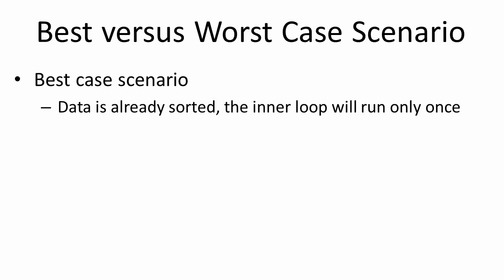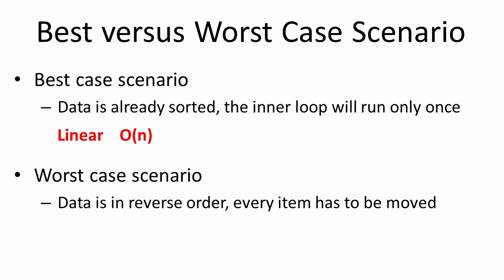With our bubble sort, if the data is already in the right order, the inner loop will run only once. So in the best case scenario, the bubble sort actually has linear complexity. In the worst case scenario with the bubble sort, the data is in completely the wrong order, so everything has to be moved. In the worst case scenario, the bubble sort has quadratic complexity. With big O, it's normally the worst case scenario that we're interested in.